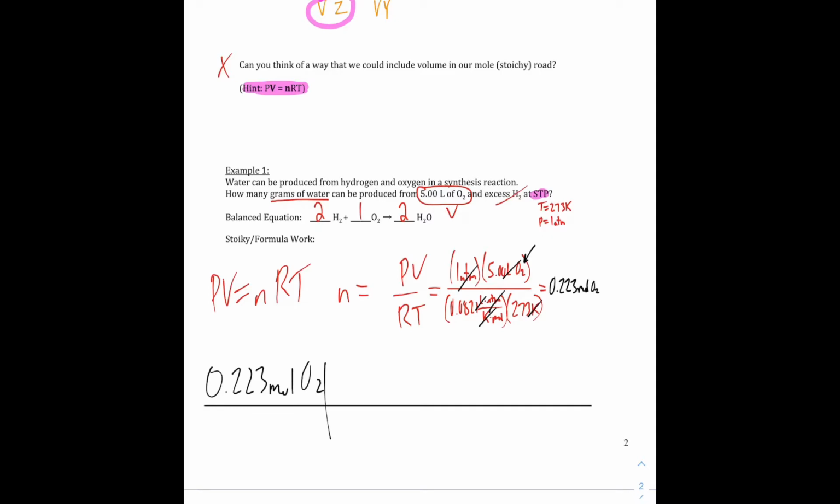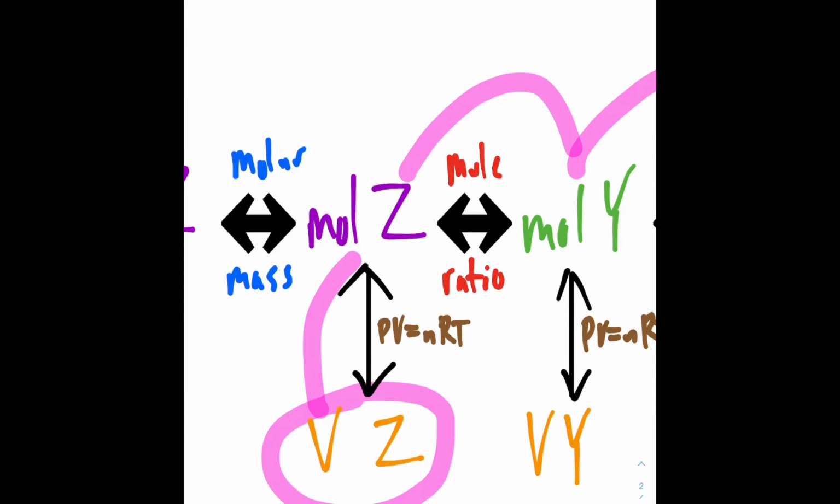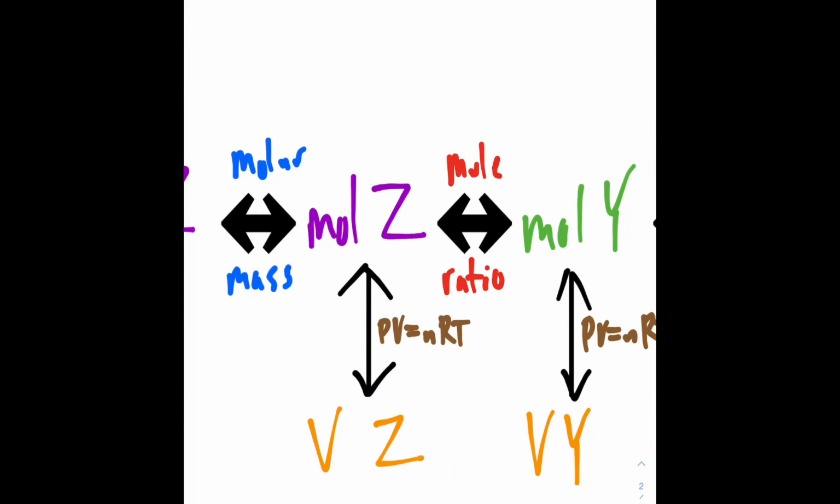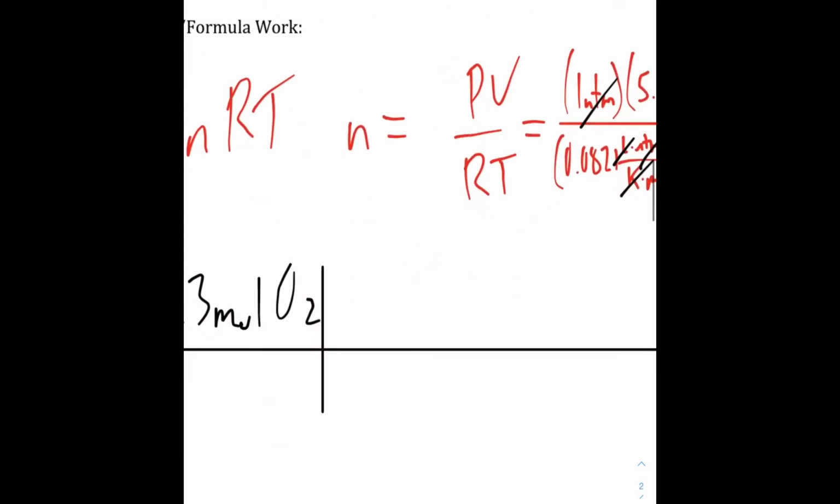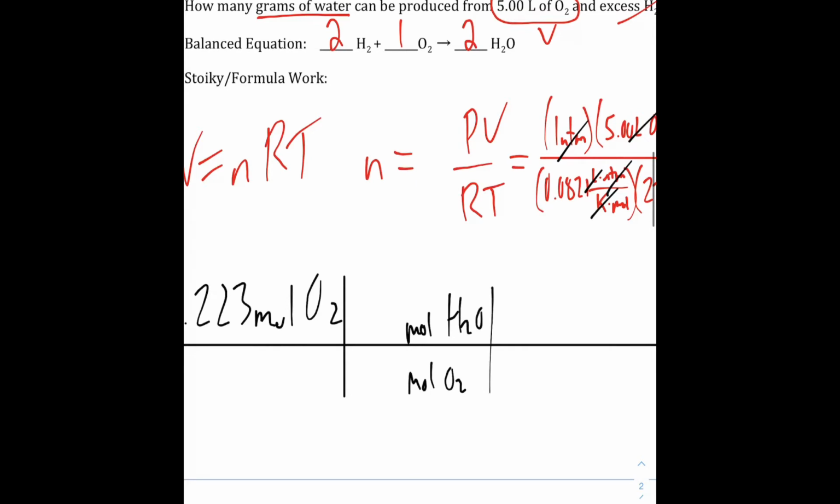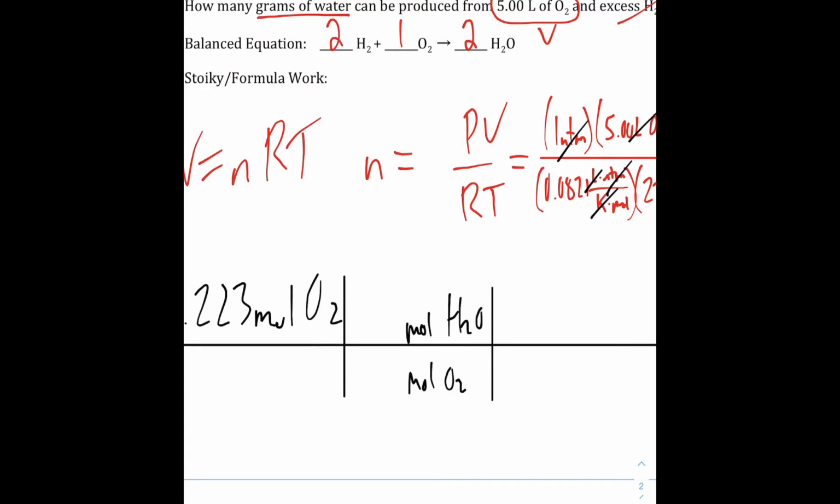This next step is going to look very familiar to you guys because you've done this before. We just converted, let me clean this up a little bit, we just converted from volume to moles of Z. Now we have to convert from moles of oxygen to moles of the other thing, water. So I'm going to do my mole ratio. Moles of O2 to moles of water. And that mole ratio, I'm pulling it from up here. Oxygen, water. So we have 1 to 2.